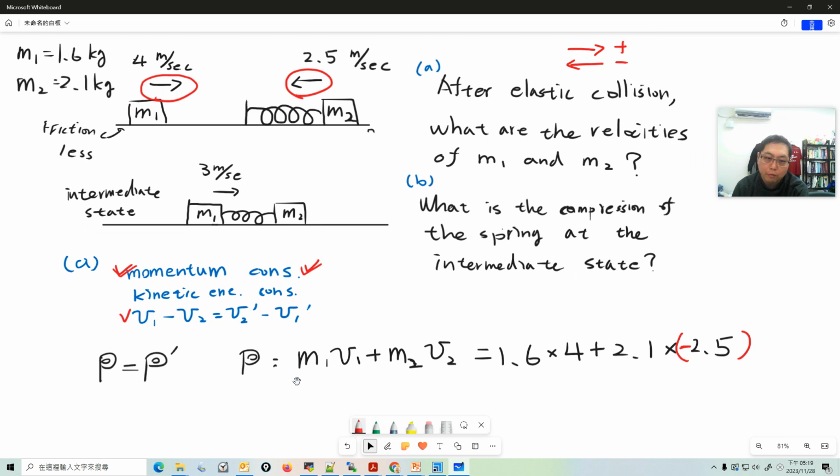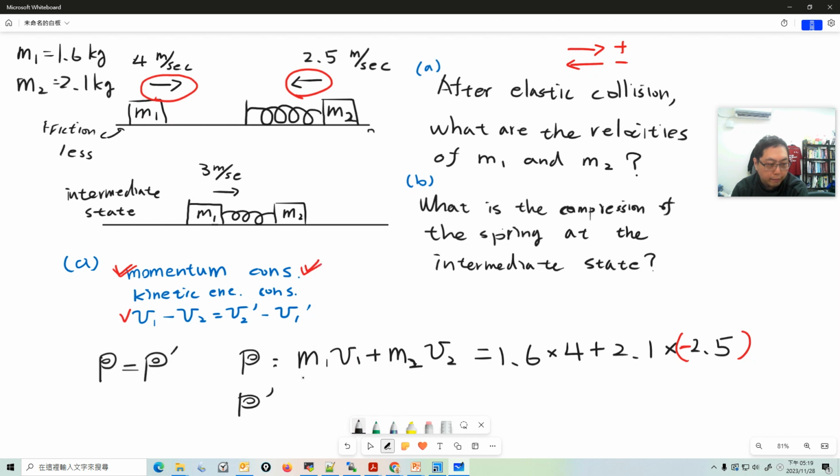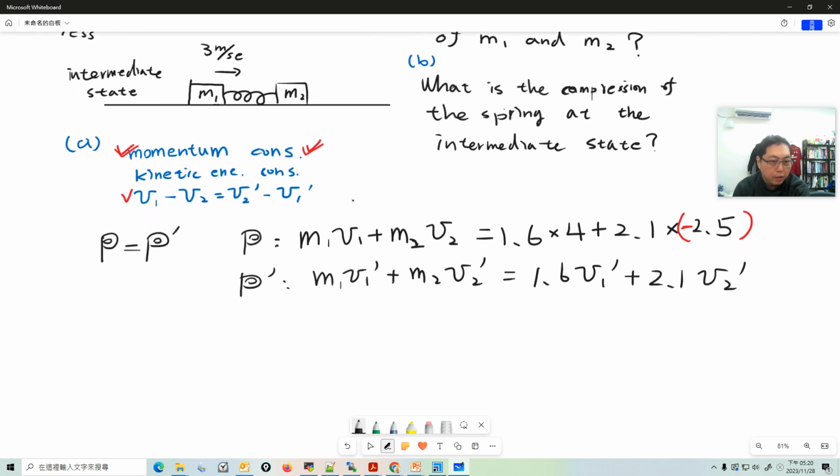So that's the total momentum before the collision. What's the total momentum after the collision? P prime is m1 v1 prime plus m2 v2 prime. We don't know the answer yet, so it's just 1.6 v1 prime plus 2.1 times v2 prime. Then we will have an equation, and let's give this a value.